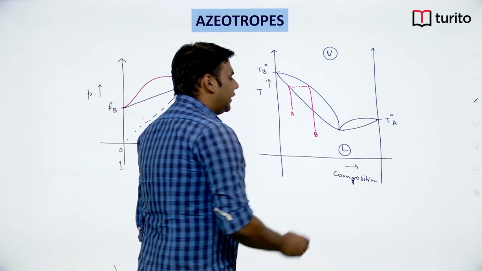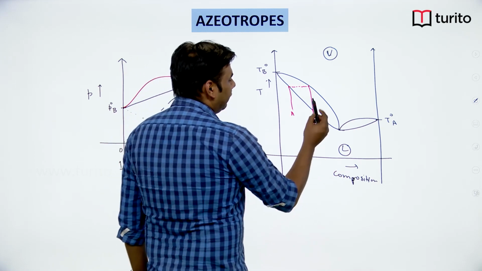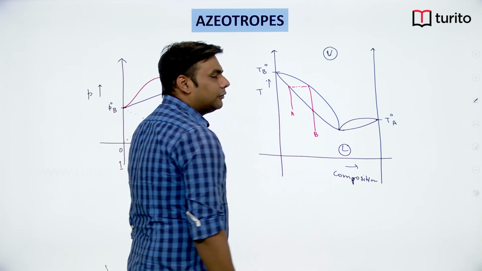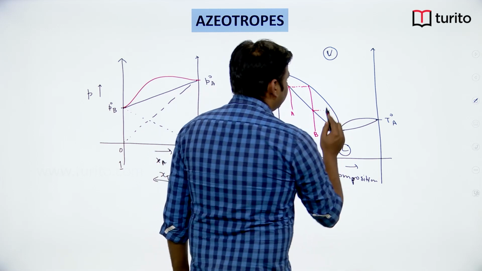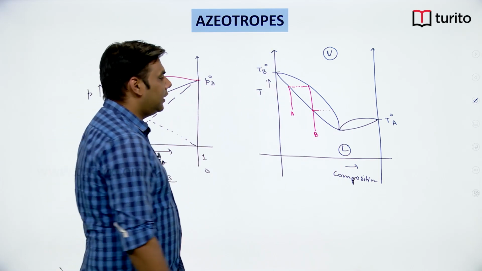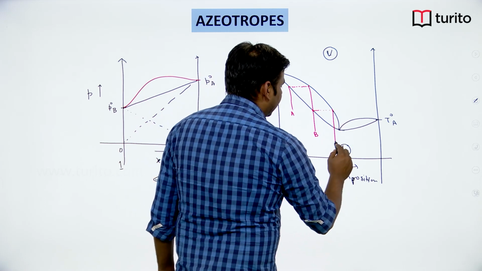Now when I again start boiling it, from B I go to this point, and a trace of vapor starts appearing. The composition of this vapor corresponds to the vapor graph. Again I condense this back, so I get a liquid.